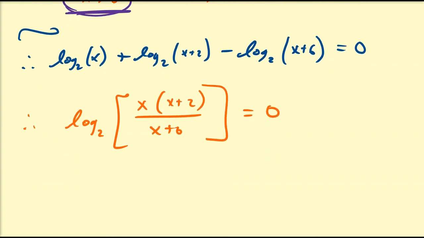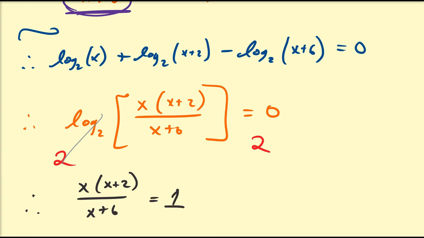Now I'm going to get rid of this logarithm. So the inverse of a log base 2 is going to be an exponent with a base of 2, so I'm going to exponentiate both sides by 2. So I have 2 to the log and 2 to the 0 on the right-hand side. So they cancel by design. And then we have 2 to the 0 on the right-hand side. That's just going to be 1. So I'm going to have x times x plus 2 all over x plus 6 must be equal to 1.